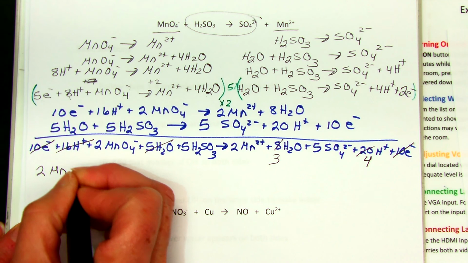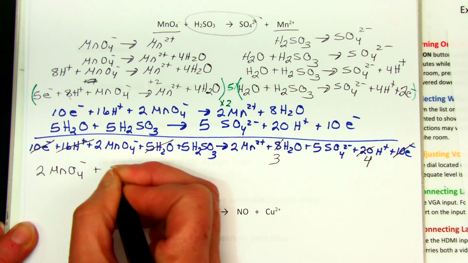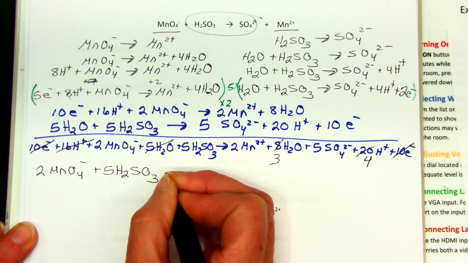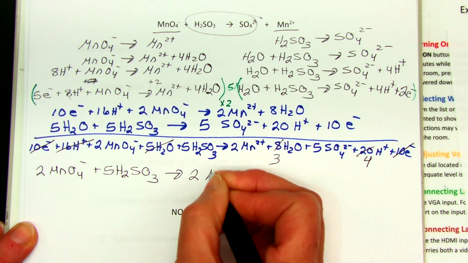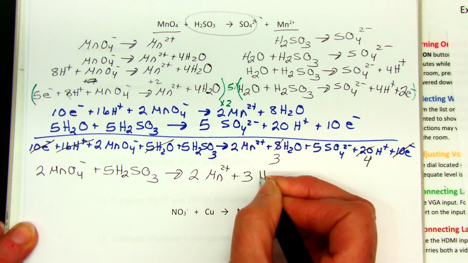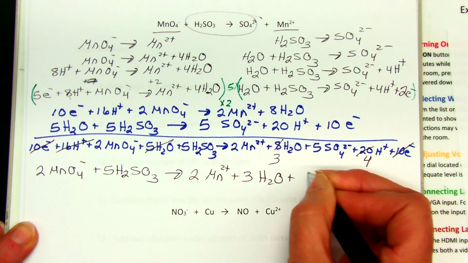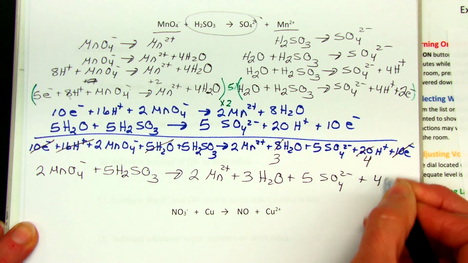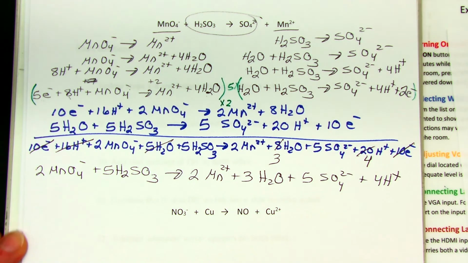2 permanganate plus 5 sulfurous acid yields 2 Mn2+ plus 3 waters plus 5 sulfates plus 4 hydrogen ions. And at this point, I should have a balanced whole reaction. I've put the two halves together. I should have a balanced reaction.